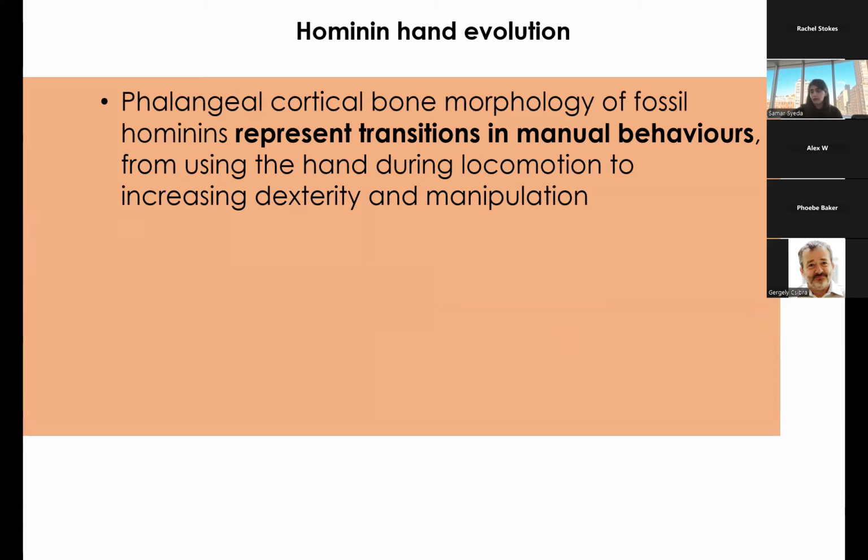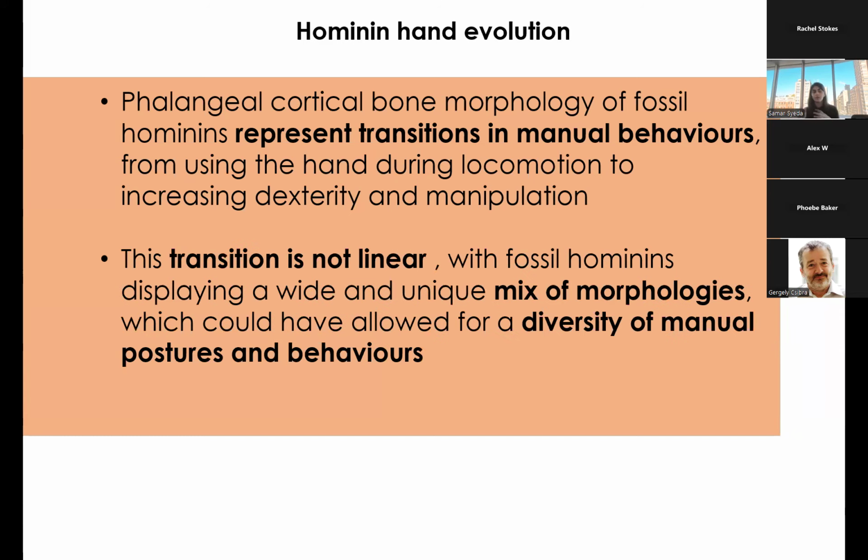So what does this mean for human evolution? I think all these results put together, so not just my results from the cortical bone, but also everything that we know about other hand bones, represent a transition in manual behaviors, and a transition that's not linear in any way.